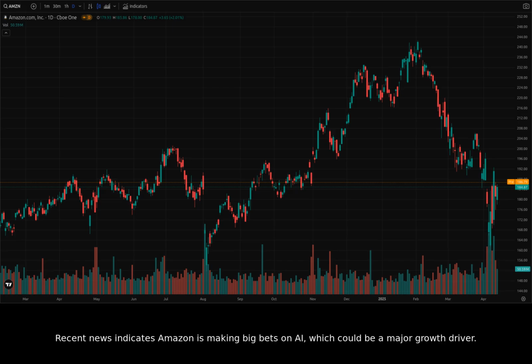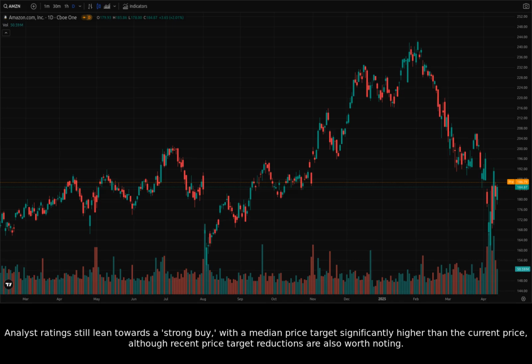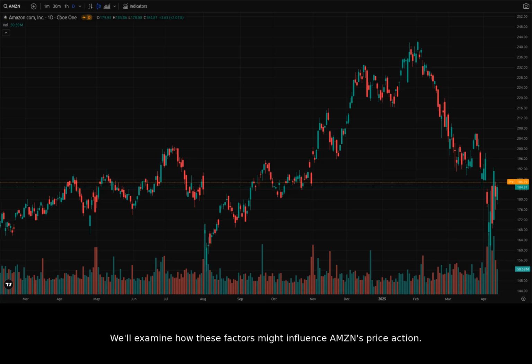Recent news indicates Amazon is making big bets on AI, which could be a major growth driver. However, tariff policies and global economic conditions introduce uncertainty. Analyst ratings still lean towards a strong buy, with a median price target significantly higher than the current price, although recent price target reductions are also worth noting. We'll examine how these factors might influence AMZN's price action.